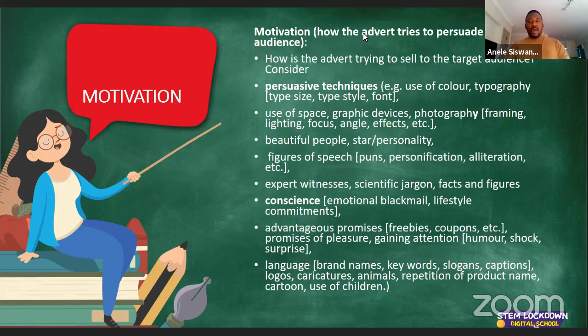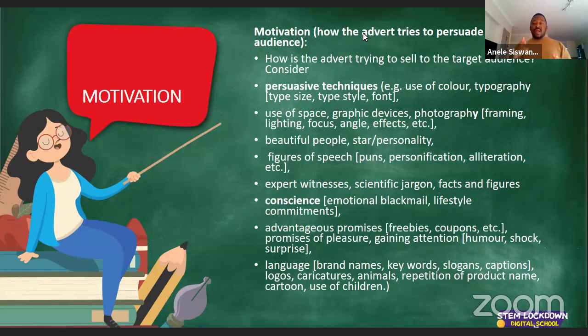So now, again, another thing that we need to look at is you incite the desire, you make sure that people get to desire the product, right? And another thing that you need to do now is to motivate. So motivation on how the advert tries to persuade the target audience. So you've got the product that you're advertising, and you want your readers, you want your buyers, you want the people to be convinced to buy the product in your advert. So one of the things you need to look at is, how is the advert trying to sell to the target audience, right?